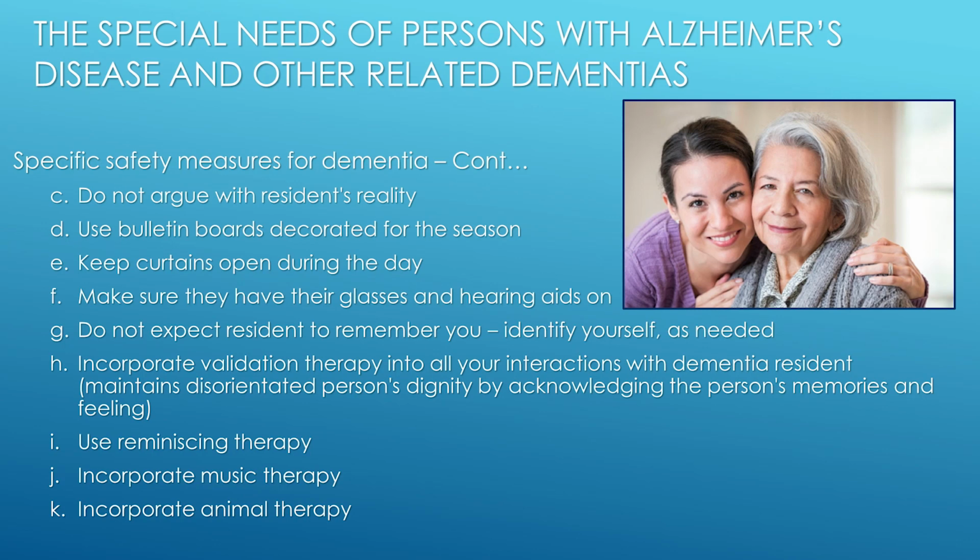Use bulletin boards decorated for the season. Keep curtains open during the day. Make sure they have their glasses and hearing aids on. Do not expect the resident to remember you. Identify yourself as needed. Incorporate validation therapy into all your interactions with the dementia resident. It maintains the disoriented person's dignity by acknowledging the person's memories and feelings. Use reminiscing therapy. Incorporate music therapy. Incorporate animal therapy.